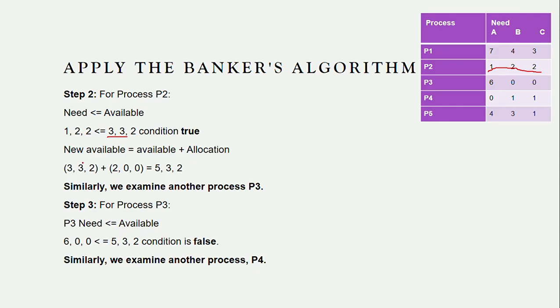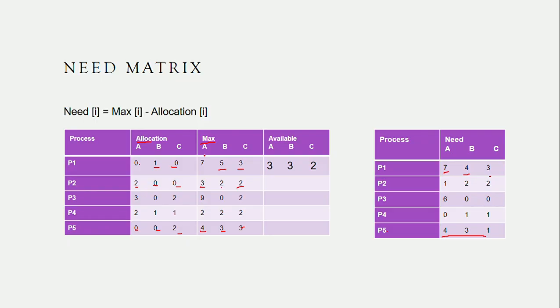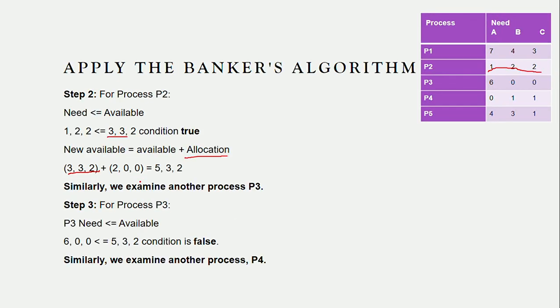Okay, so the new availability we can calculate. New availability is equal to availability plus the allocation of P2. So we have to check what the allocation for P2 was. 332 is the previous availability, and we have to check the allocation for P2. So just check the table for what the allocation for P2 was. The allocation for P2 was 200. So once P2 is over, its resources are free. That's why we can calculate the new availability. So 332 plus 200 is 532.